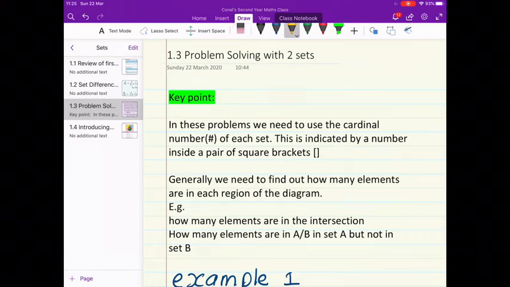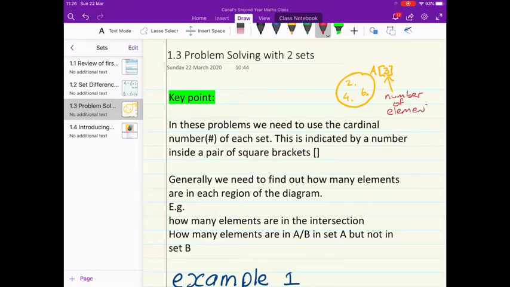Problem solving with two sets. The key point in these problems is we need to use the cardinal number of each set. This is indicated by a number inside a pair of square brackets. So imagine I take an example here of a set which has the elements 2, 4, and 6. Its cardinal number is not 2, 4, or 6. They are elements. Its cardinal number is the number of elements, which in this case is 1, 2, 3 elements altogether. That's its cardinal number. So any of the problems we do here, we have to worry about the cardinal number, which is the number of elements in the set.